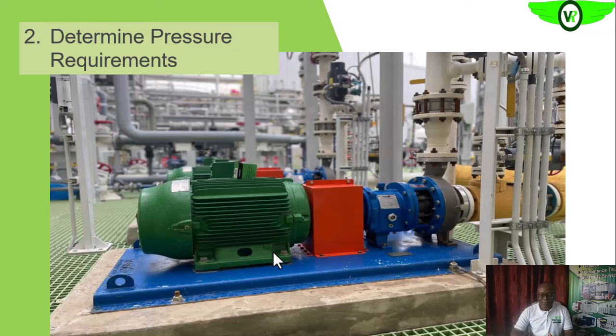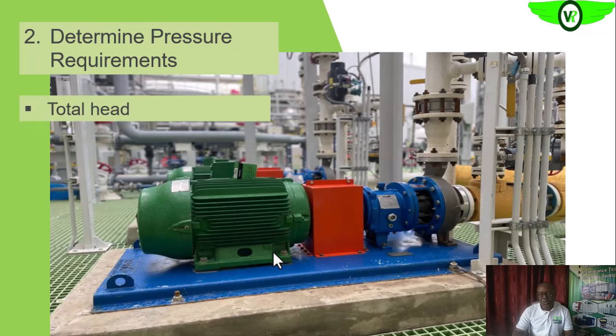The next step is to determine the pressure requirement. That particular fluid, at what pressure do you want to deliver it to your process? In this case, you need to put into consideration all the obstacles that the fluid needs to overcome while going into your process or while being delivered to your tank. Those obstacles all constitute what is called the total head, which will prevent the flow of the liquid.